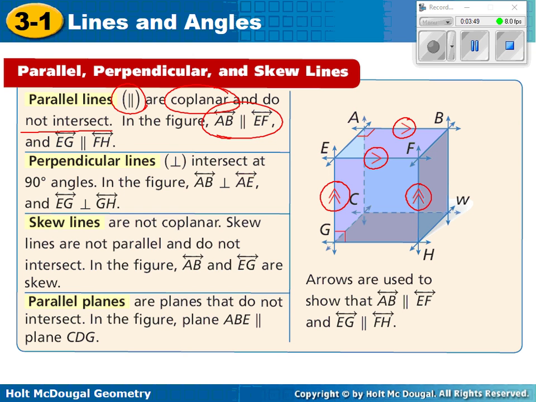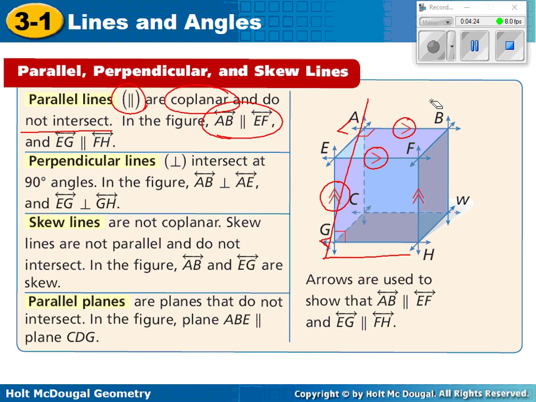Would AB and GH be parallel? Yes, they would. Is there a plane that could go through these diagonally, cutting through that shape, just kind of like going from the ceiling here through this room down to the floor? Yes. So these two lines are in the same plane and they're never going to intersect, so they are parallel.